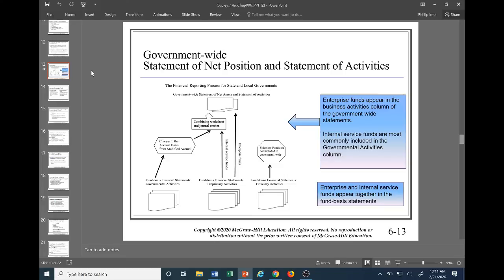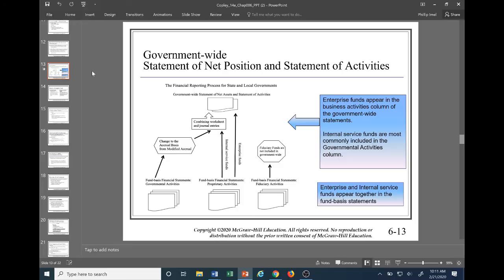Same thing for the proprietary activities in the fund basis financial statements. You're going to shoot them straight up. They do not need to be adjusted because they're already accrual. The main difference with proprietaries is just to make that distinction between governmental activities for internal service funds. As we can see here, internal service funds are split on the governmental activities, and enterprise funds are business-like activities.